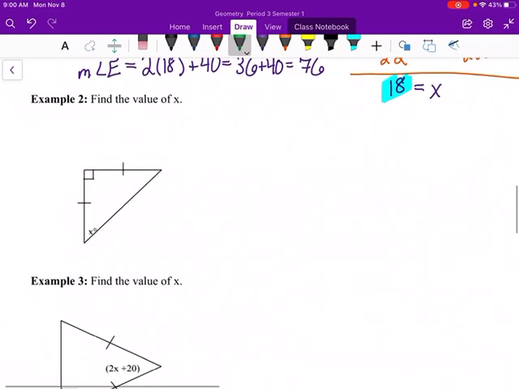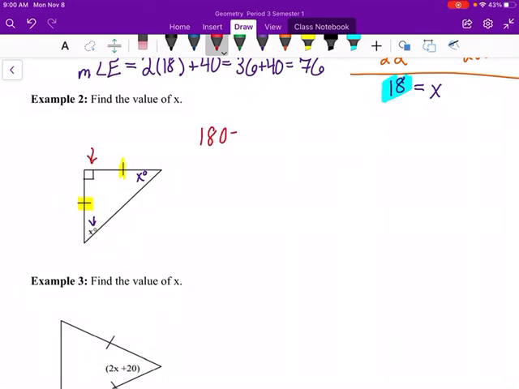All right, our next example. They want us to find the value of X. So in this one, we know that we have two congruent sides. So that tells us that the base angles are going to be congruent. So if this one is X down here, this angle up here is also going to be X degrees. And we know that this angle here is 90 degrees.